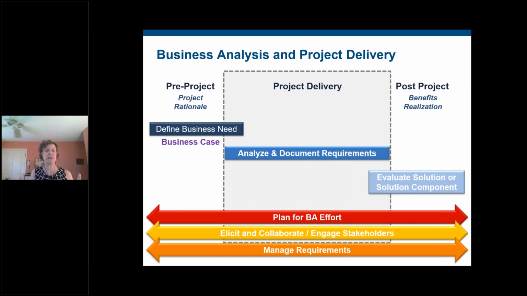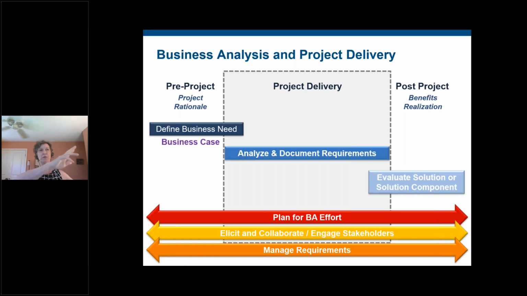Around defining the business need. One of the things that, I think, is a key distinction in business analysis is that the project manager, we think about, is really focused on cradle to grave for the project, the boundaries of the project. The business analyst is really thinking beyond that. They're thinking outside the boundaries of the project.